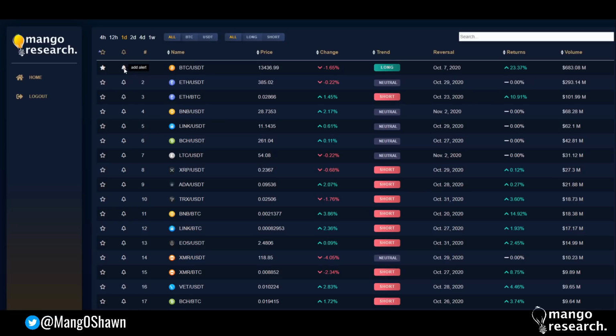Literally, that's all you have to do to add an alert for the time frame that you require to know when the trend is switching from long to neutral to short. All you have to do is click. That's it. Switch to your time frame that you're interested in and click on your add alert.